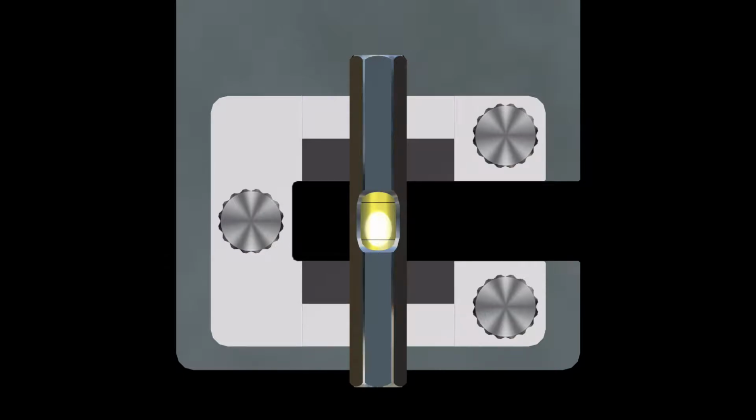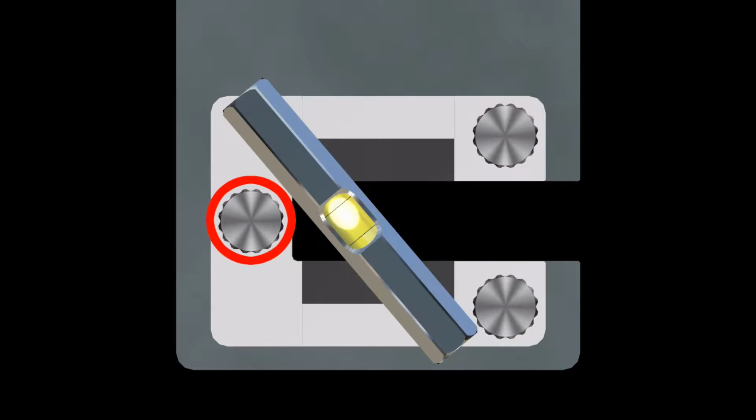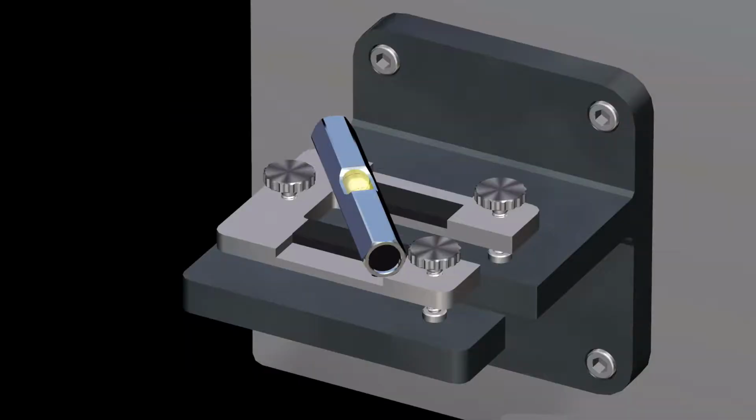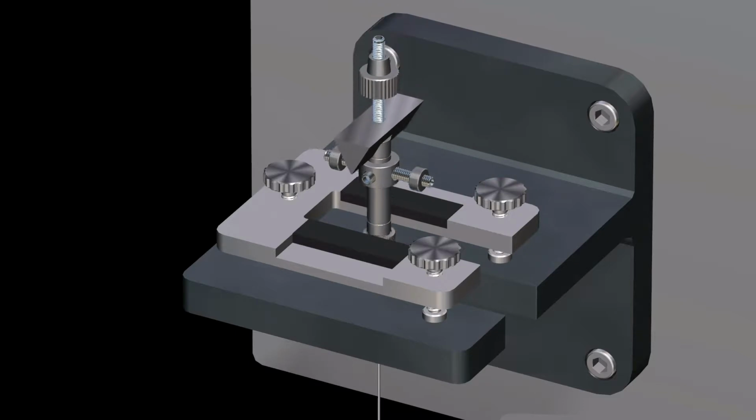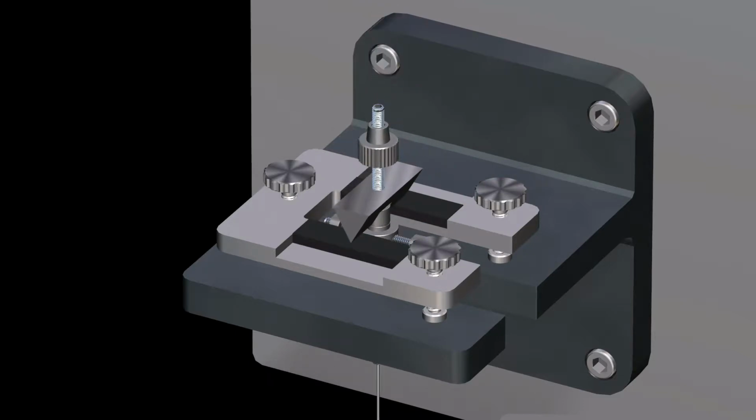First, place the level like this. There are 3 screws on the support base, and you need to adjust it with these 2 screws first. Now, place the level at a slight angle and adjust it with another screw. Repeat this process several times to level the knife edge support. Once the knife edge is placed on the support, the assembly of the Borda pendulum is complete.